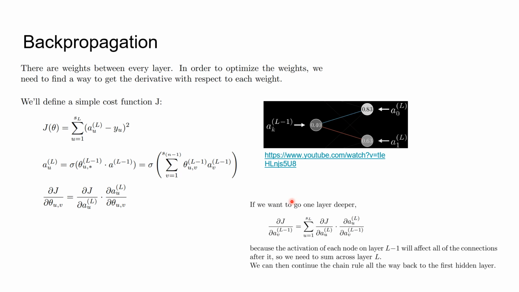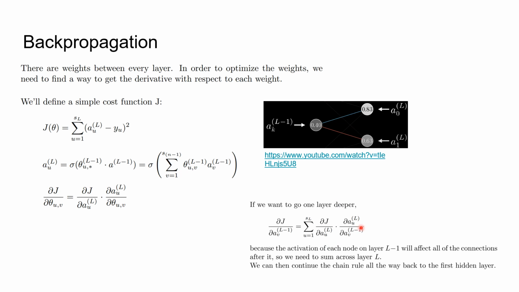If we want to go deeper, we have to do the chain rule again with the activation of the previous layer. And this time is different as well because we need to sum over the nodes of the last layer. This one activation, in layer L-1, is going to affect the cost function in multiple different ways. Specifically, S_L number of ways, the number of nodes in the last layer. This activation can affect the cost function through this weight as well as through this weight. So you need to sum across all of them.